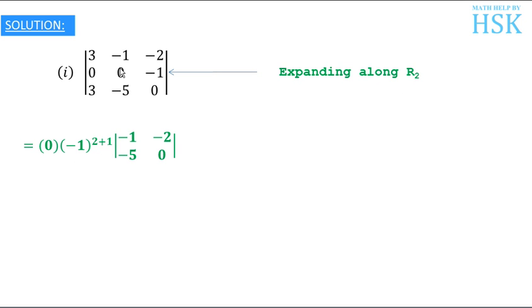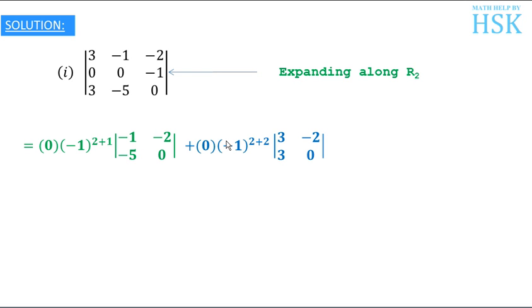So this will be equal to the first element 0 into minus 1 to the power of 2 plus 1, because this element is located in the second row and first column, into the determinant obtained by removing the second row and the first column. So we will be left with minus 1, minus 2, minus 5, 0.